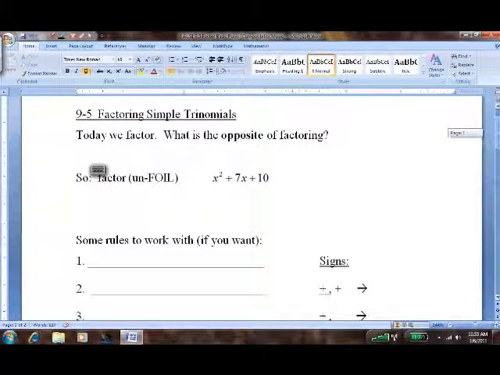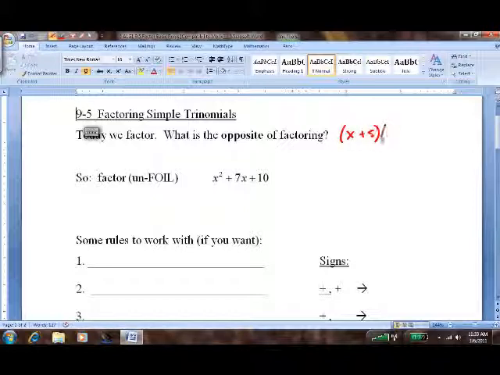Alright, so today we are going to factor some simple trinomials. First question we have to ask is, what is the opposite of factoring? Well, that's what we did last week. You have x plus 5 times x plus 2. We would FOIL or distribute.